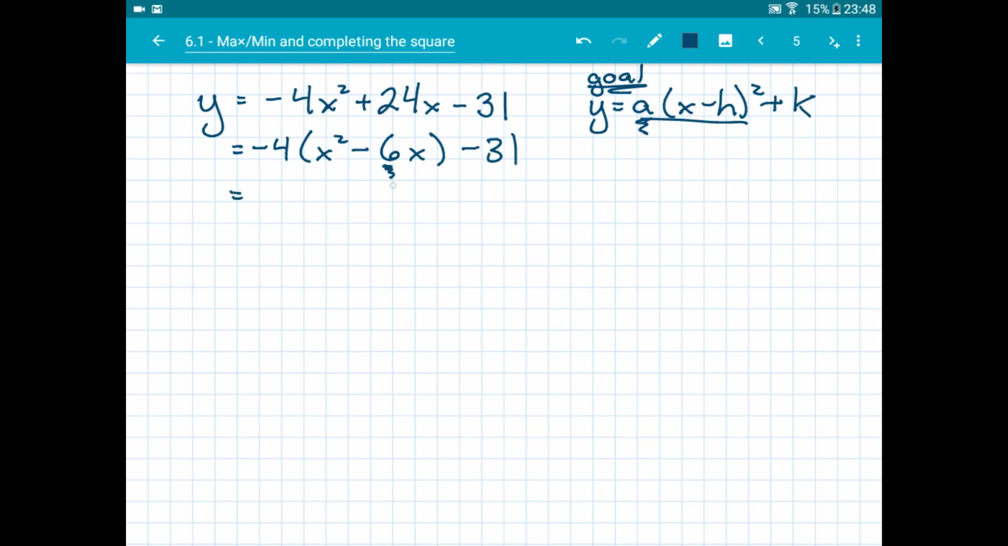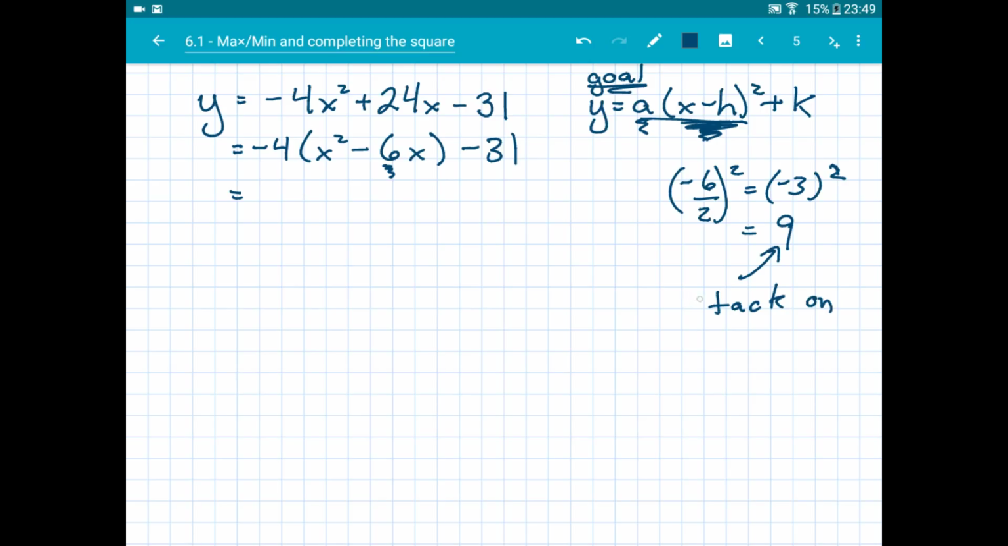Okay, now what we're going to do is effectively what we were doing before. We were comparing this against the middle term when we write out the expansion of this perfect square. And it was like minus 2h. Remember that? Now, we ended up having to divide both sides by 2. So that's what I'm going to do. I'm just going to divide this by 2 and then square it. That's always going to be the case. So I'm going to take minus 6, divide it by 2, and square it. So that's going to be minus 3 squared, which is 9. And that's my tack-on number. I like to think of it as the tack-on number. And it's going to go right over here. So that's what we're going to do there.